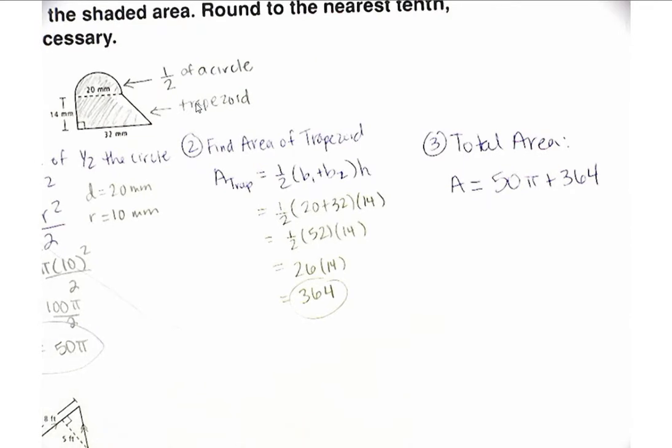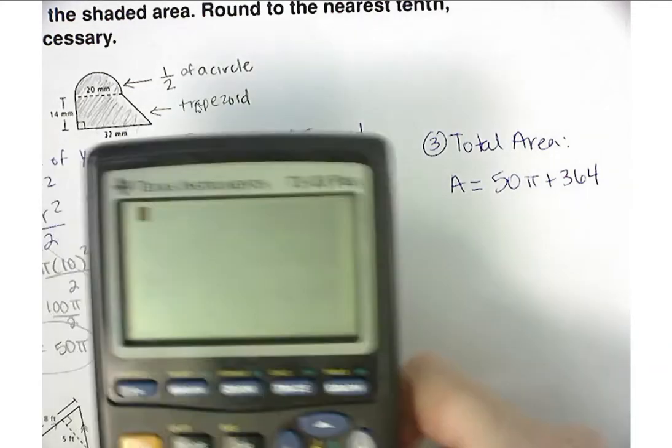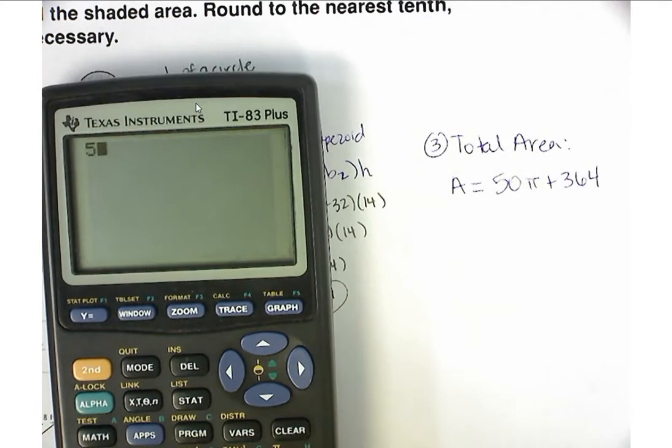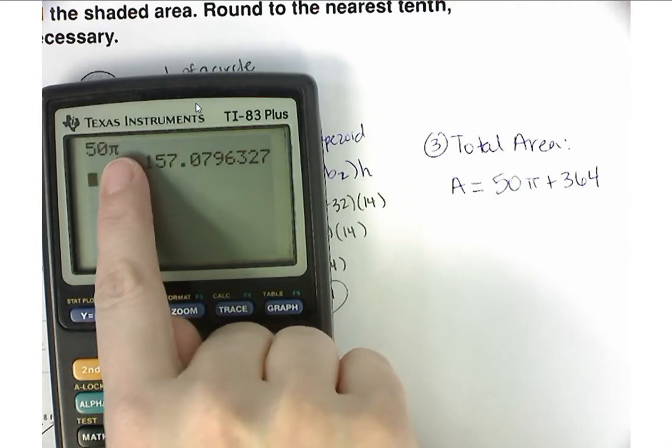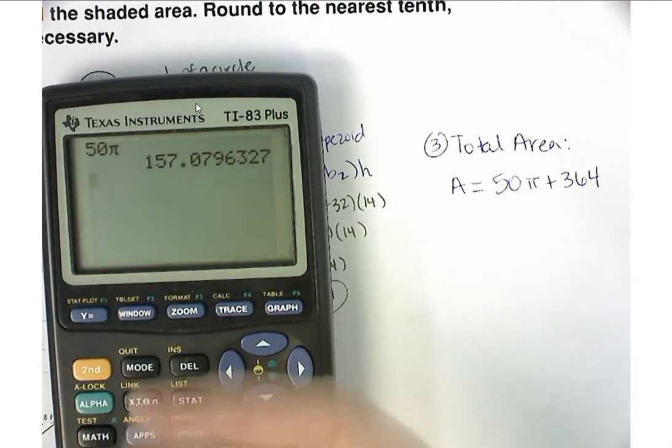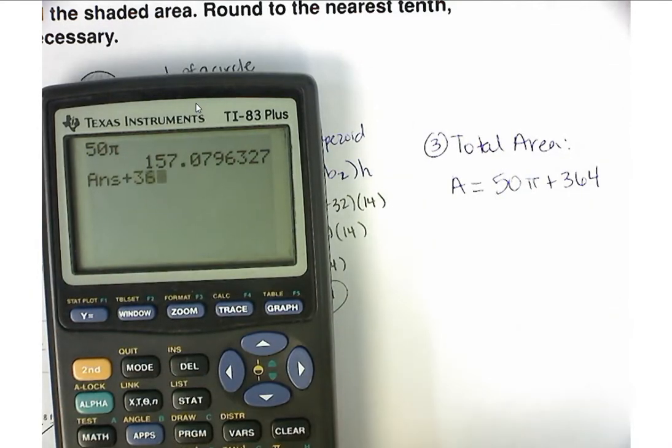And we have to use our pi button. All right, so let's go over how we're going to do that. So this is going to be 50, and then here's my pi button. Find yours. Okay, and sometimes I'll just do that first so I can kind of estimate. I know this is a little more than 3, so it has to be more than 150, so I know I did that right. And then I'm going to add 364.